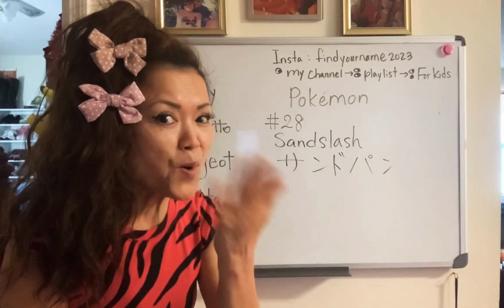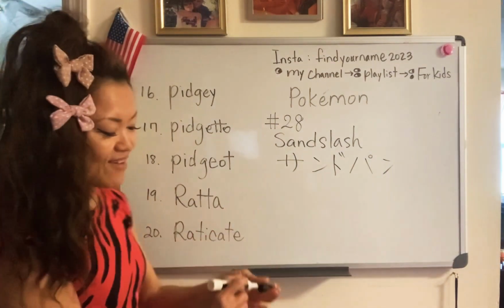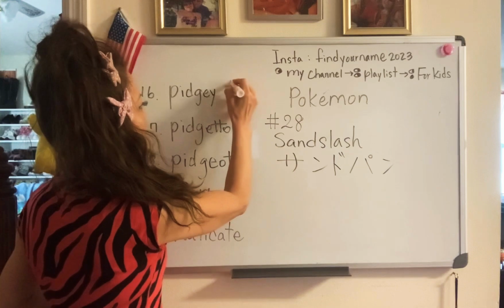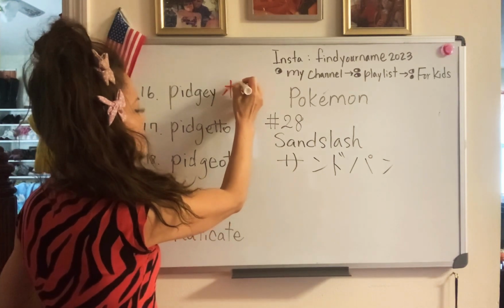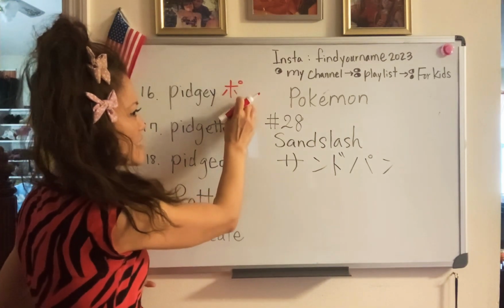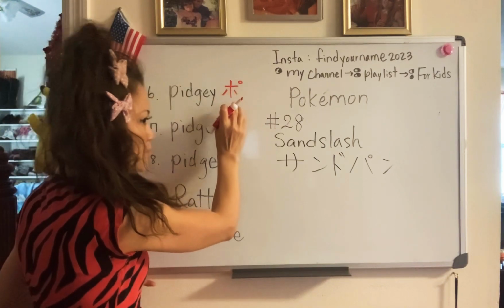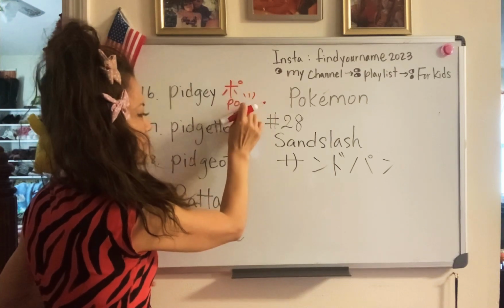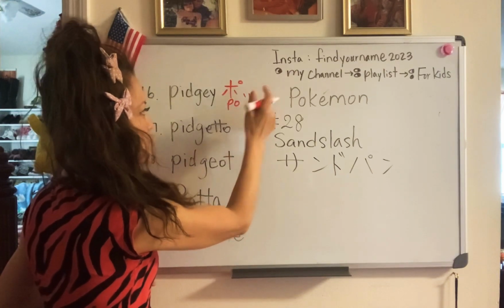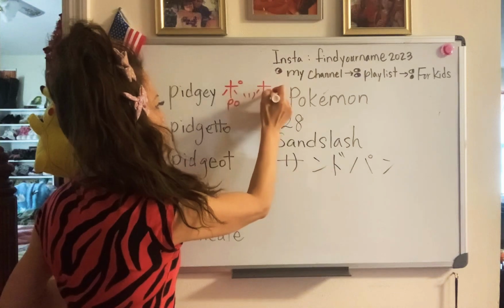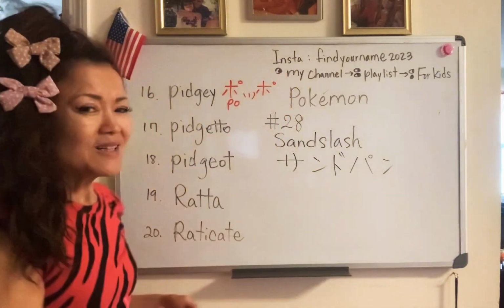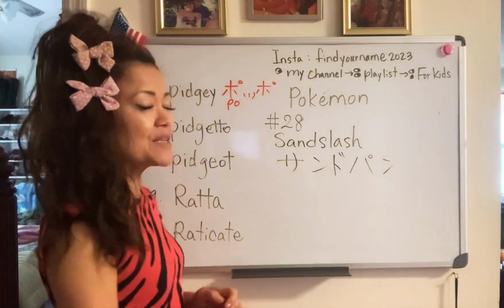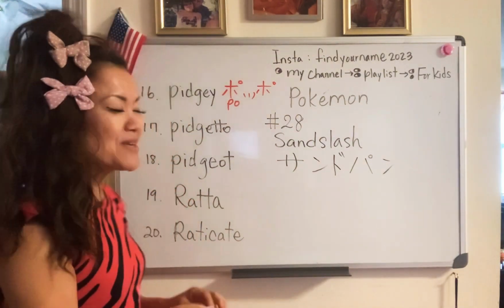Lily says Popo. Yeah, that's correct. Popo. Pidgey is Popo. Ho with handakuten. I say Bandakuten. Handakuten. Po. Change to Po. With a small tsu. Popo. Ja, so cute. Number 16, Pidgey. Popo. Let's go, number 17.